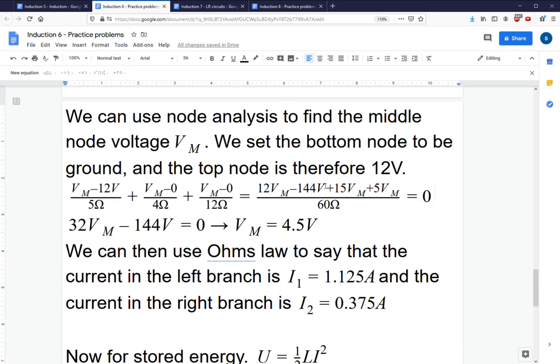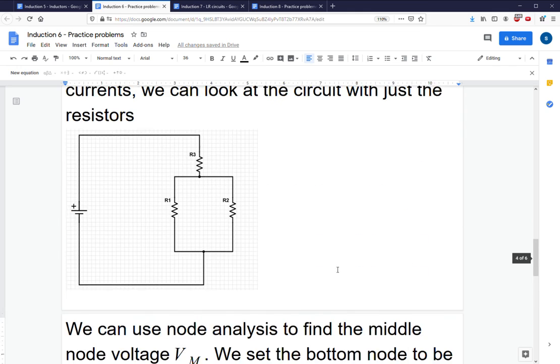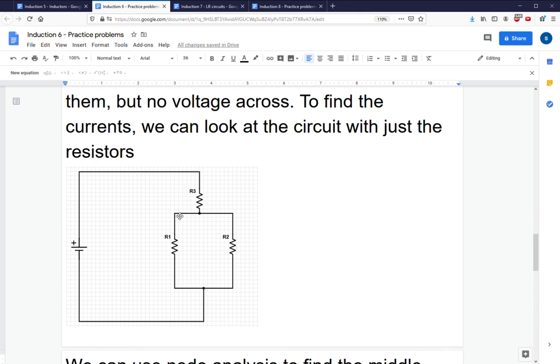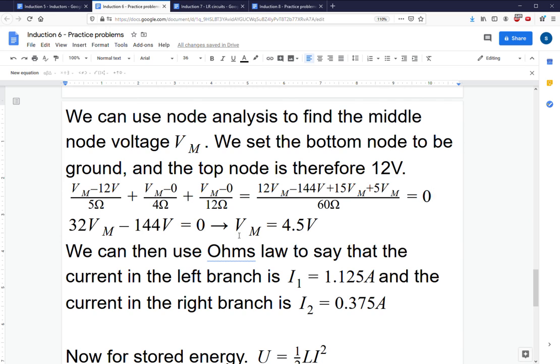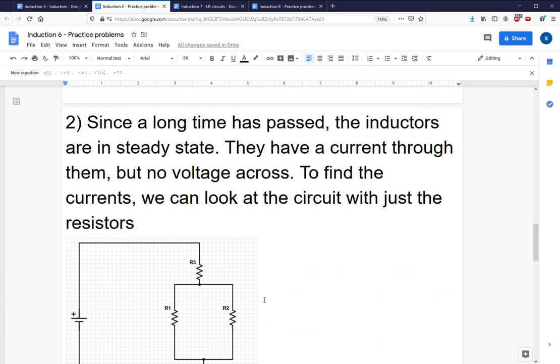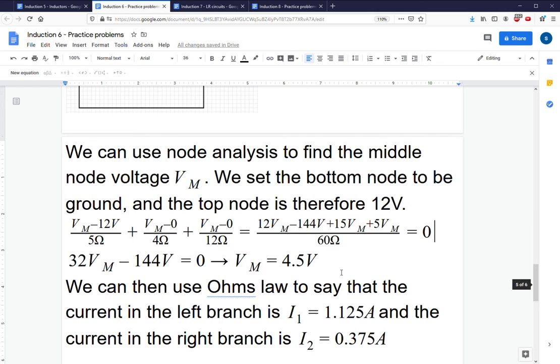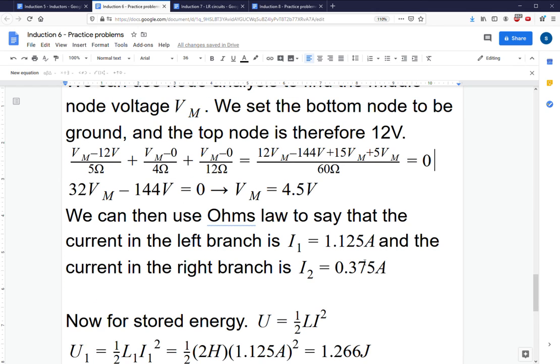We can then use Ohm's law, which says V equals IR, to find how much current is going through each of these two resistors. So each of these two resistors has a 4.5 volt voltage drop across it. So for R1, the resistance is 4 ohms. So 4.5 volts divided by 4 ohms is 1.125 amps. And for this one, R2 is 12 ohms. 4.5 volts divided by 12 ohms is 0.375 amps.